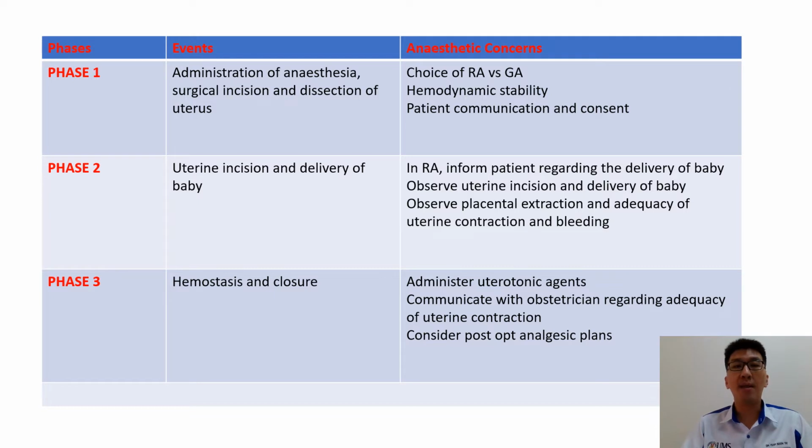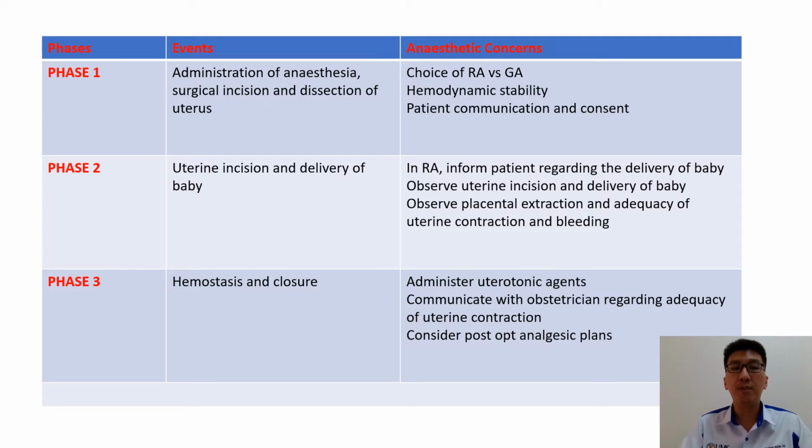Regarding phase 1, the events of this, as mentioned earlier, we have to decide whether you want to give either regional anesthesia or general anesthesia. Of course, the considerations will include whether the mother has been stable hemodynamically and the adequate consent from the patient has been obtained regarding the indication, the complication of GA and regional anesthesia, and the implications of this.